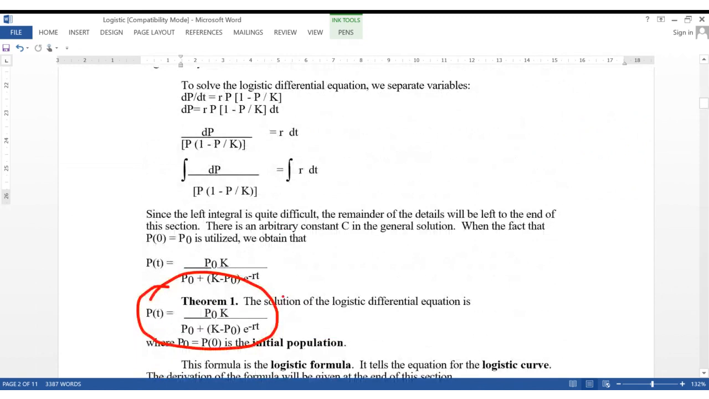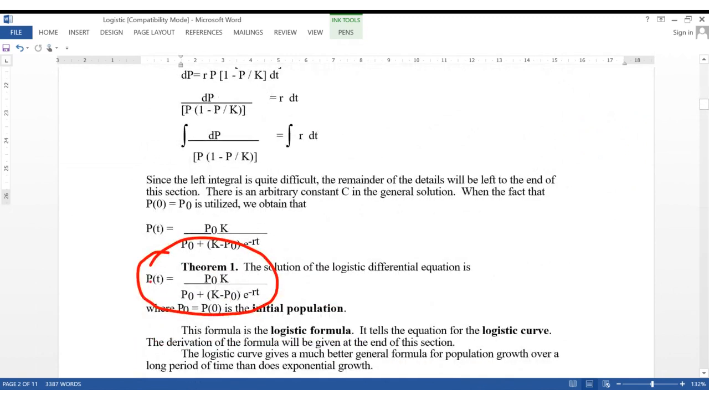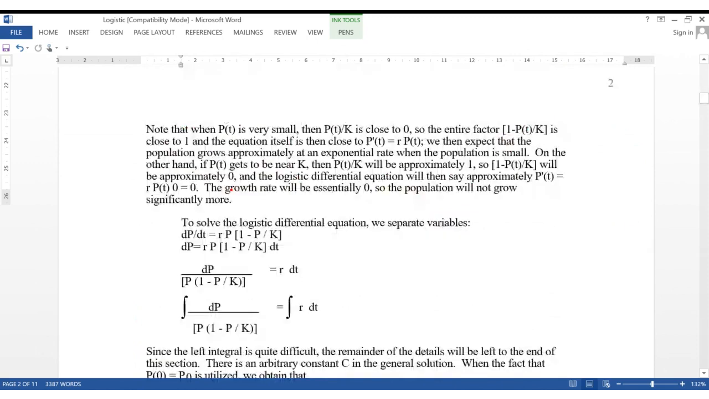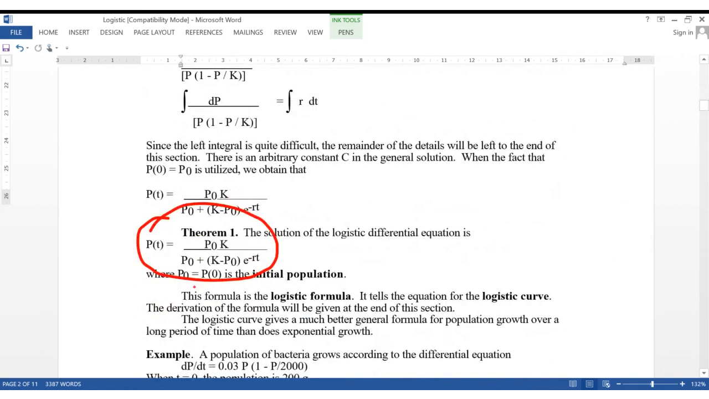The first one is easy. dP over dt equals rP(1 minus P over K), where P is the population at any time, K is the carrying capacity, and r is the growth parameter. The second equation has P naught, the initial population, that is the population at time t equals 0. It is given by P naught K over P naught plus (K minus P naught) e to the power of negative rt.